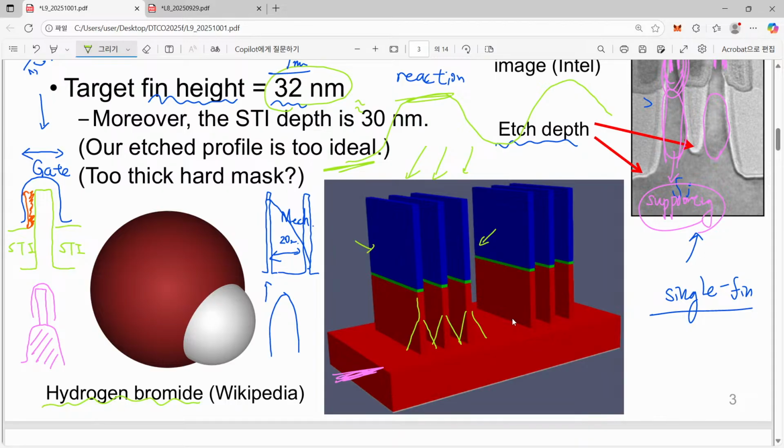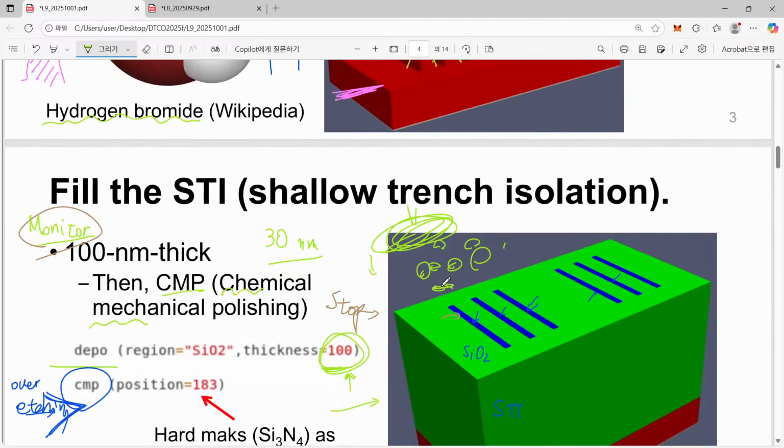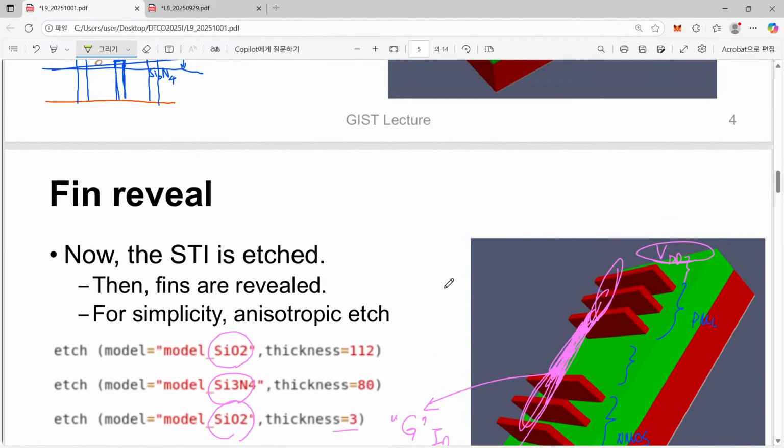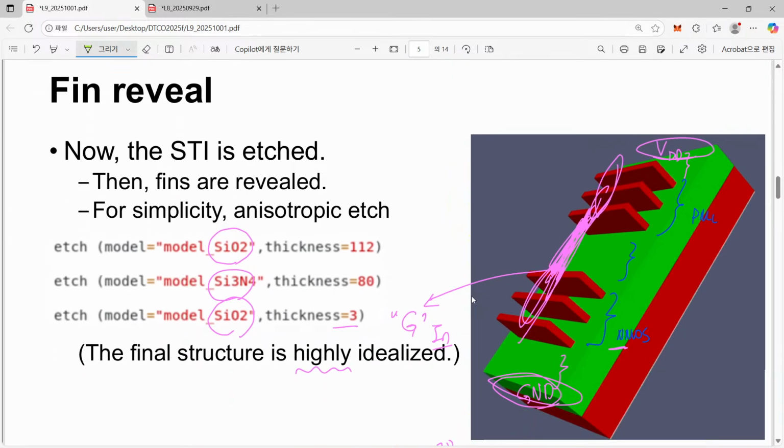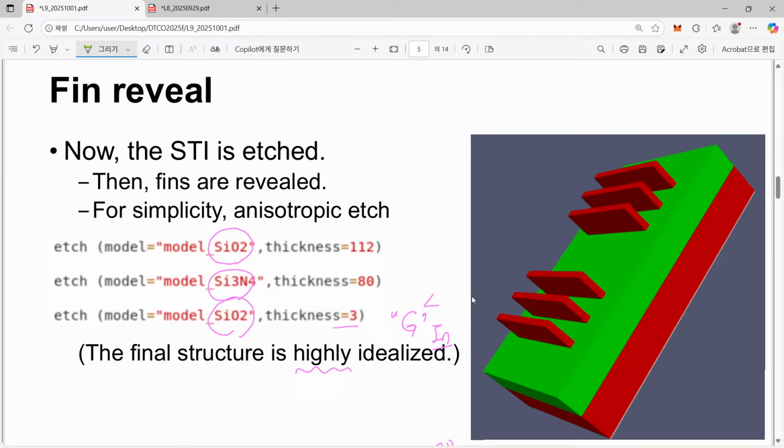So there are two considerations about it. Let me just finish this one. The final structure we are currently considering in the fin structure is highly idealized. The shape is not that easy as drawn in our simulation. So please understand the limitation of our simulation or emulation.